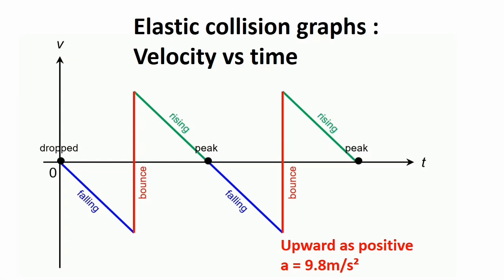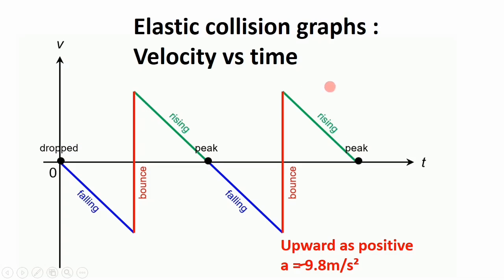Now, looking at the graph, we can tell that we are given upward as positive. Why? Because this is a decreasing function. This indicates upward as positive, and our a is negative. Pardon that mistake, that's negative 9.8 meters per second squared. Now let's check and understand what is going on.